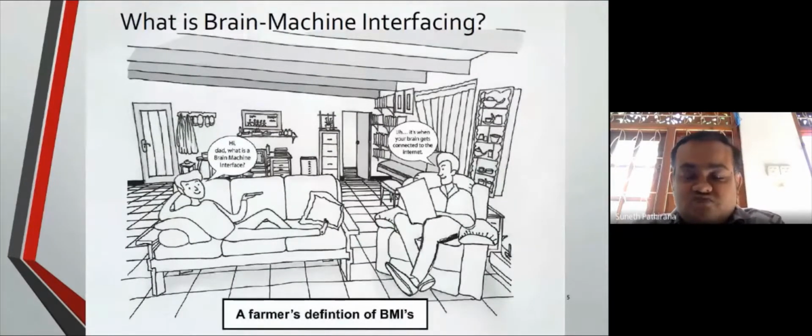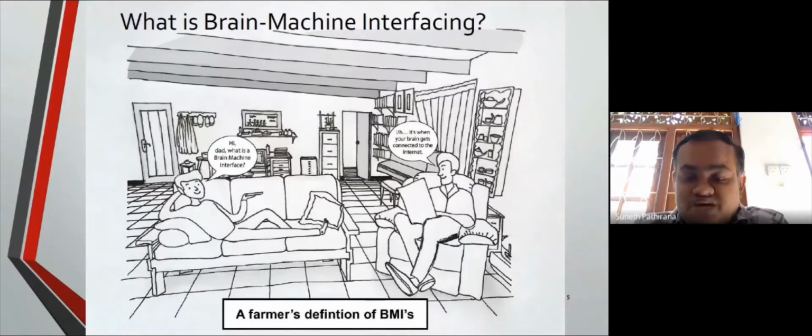So here's a funny cartoon to give you a layman-level, very basic understanding of what brain-machine interfacing is. The son is asking his father, Dad, what's a brain-machine interface?